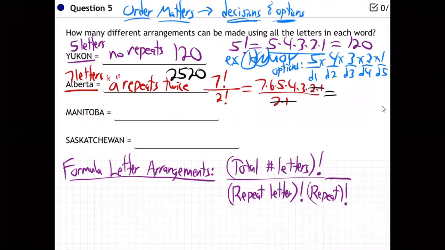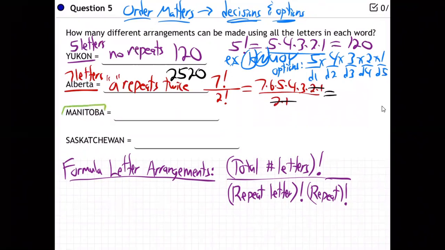Now, if you're wondering, how does that do decisions and options? That's a little tricky. It's because you're dividing out the ways to mix those up. I'd be glad to talk more about that with you in office hours if you want to see why that formula is true. Reach out to me. Be glad to do that with you. Let's do the next one.